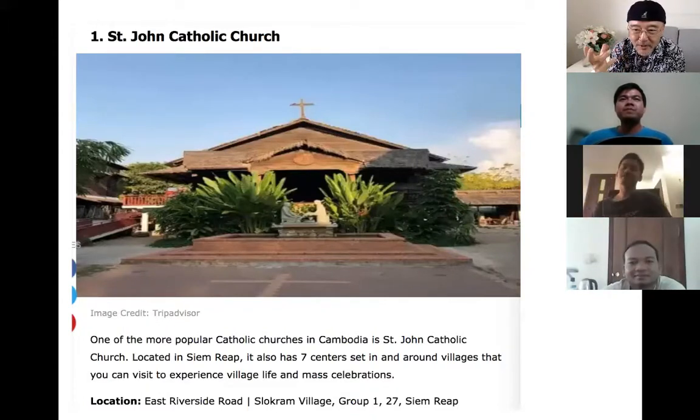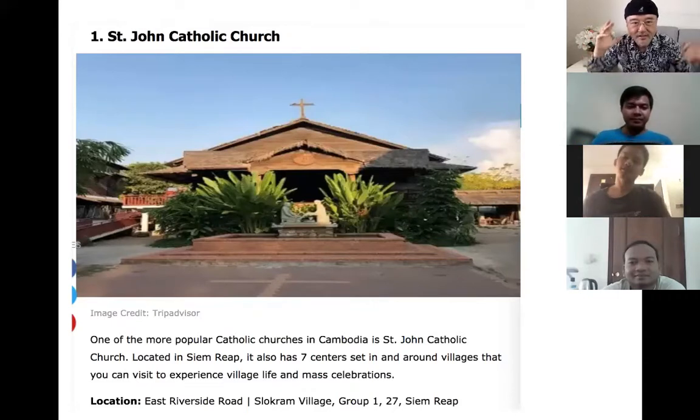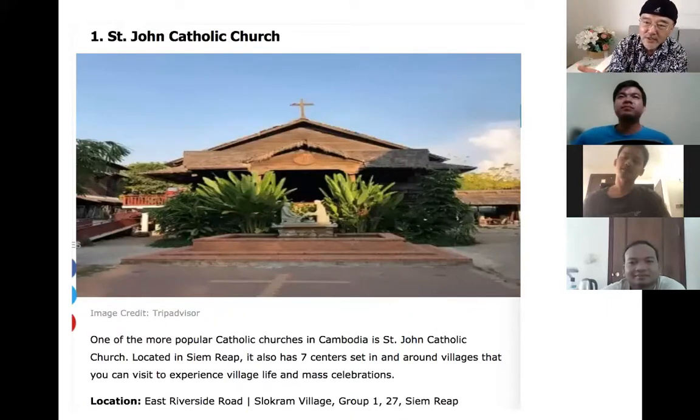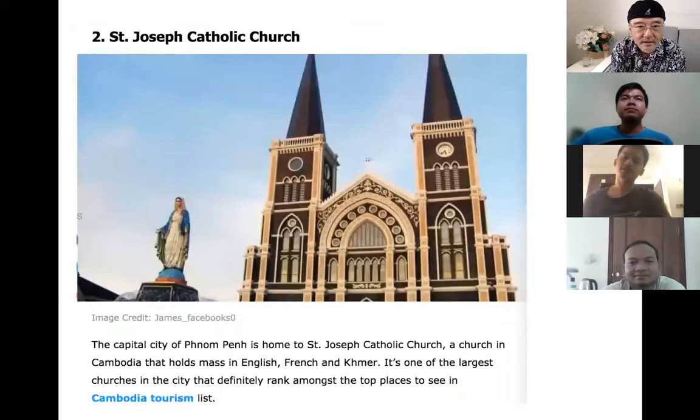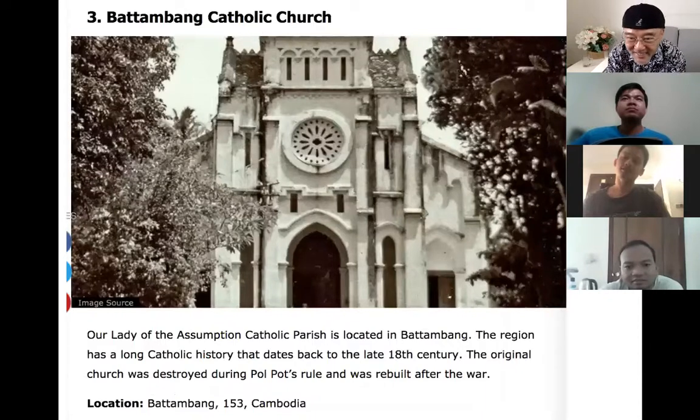When people are visiting Cambodia, they said St. John Catholic Church is beautiful, you should go visit in Siem Reap. Next time I'm at Siem Reap, I'm going to go visit. And then St. Joseph Catholic Church, another Catholic church at Phnom Penh. How many of you visited that? I don't even know where it is. But I'm going to go when COVID-19 is over. Third, Battambang Catholic Church. It's all Catholic church, right? Next time I'm in Battambang, I want to visit the church and take a picture.